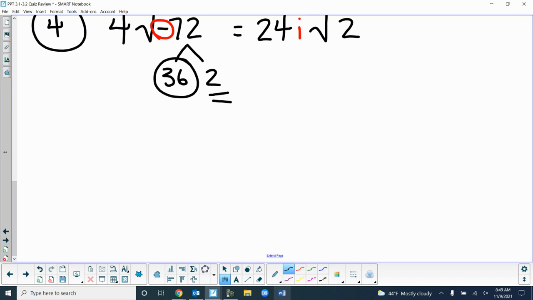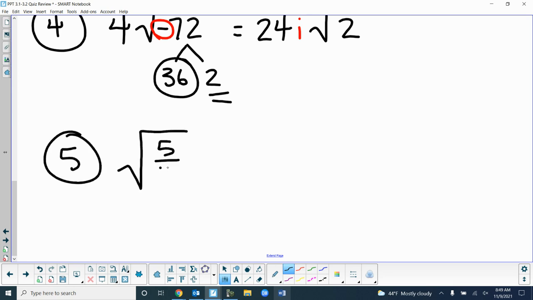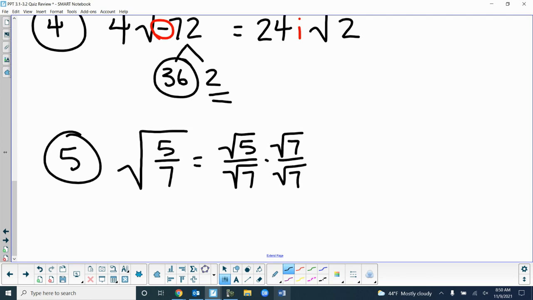Okay, number 5, we have a fraction. Can we reduce that fraction as it is? No. But if there was a number that went into both of those numbers, I'd reduce it, make it smaller. Okay? So we're thinking like this. Are we allowed to have that radical in the bottom? No. So what we do is we call it rationalizing the denominator. And what we do is we multiply the top, the numerator, and the bottom, the denominator, by that square root of 7.